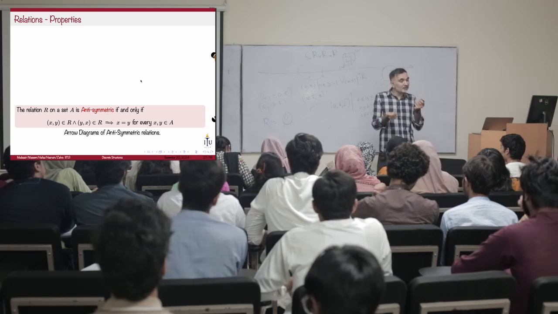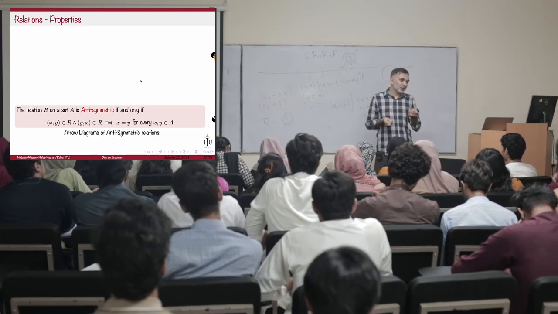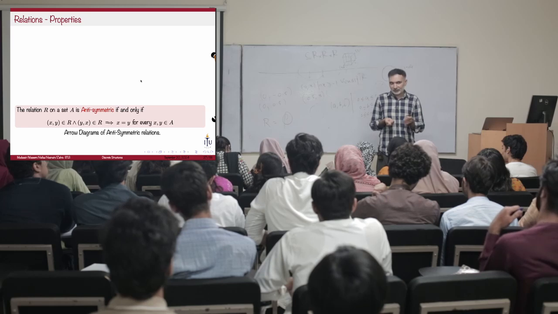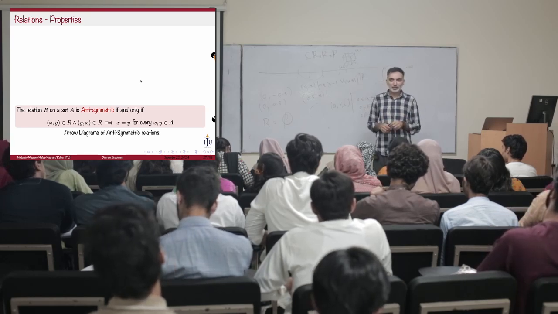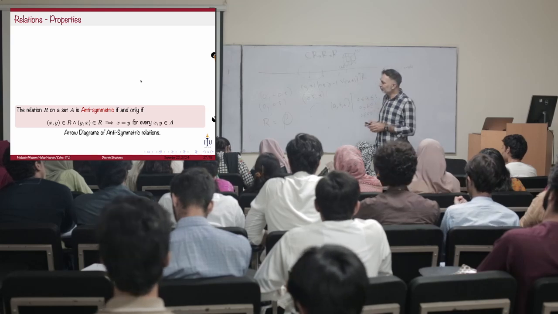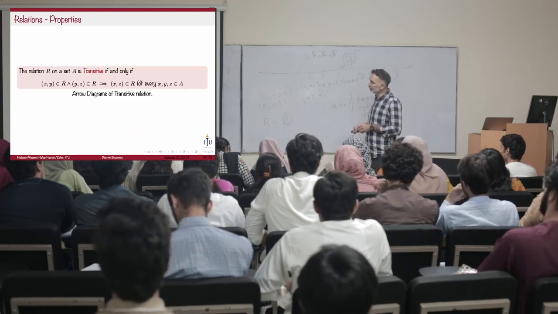You can have a set that's, एक moment पहले हमने देखा, you can have a set that's reflexive and anti-reflexive at the same time, and you can have a set that's symmetric and anti-symmetric at the same time. Okay, we'll see transitivity next week.